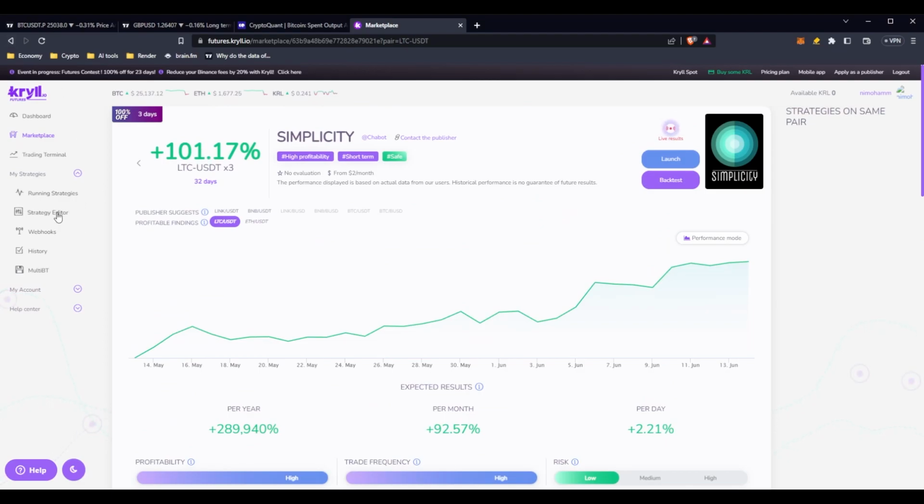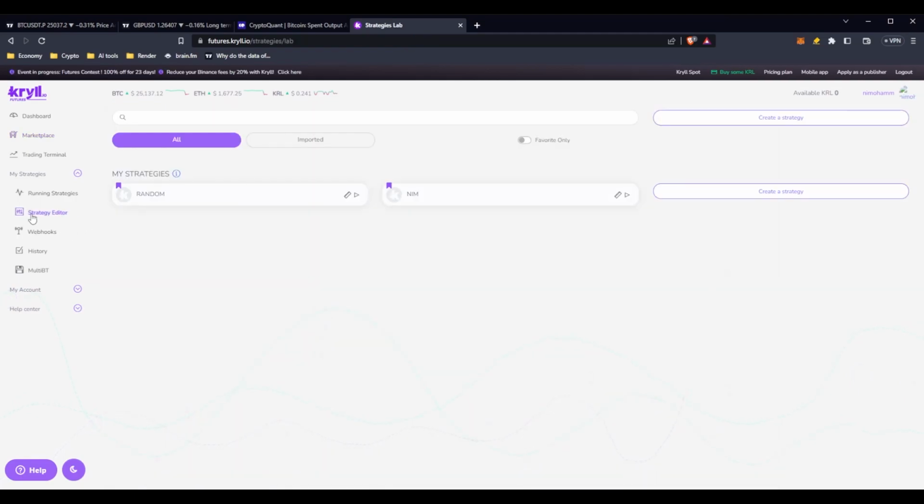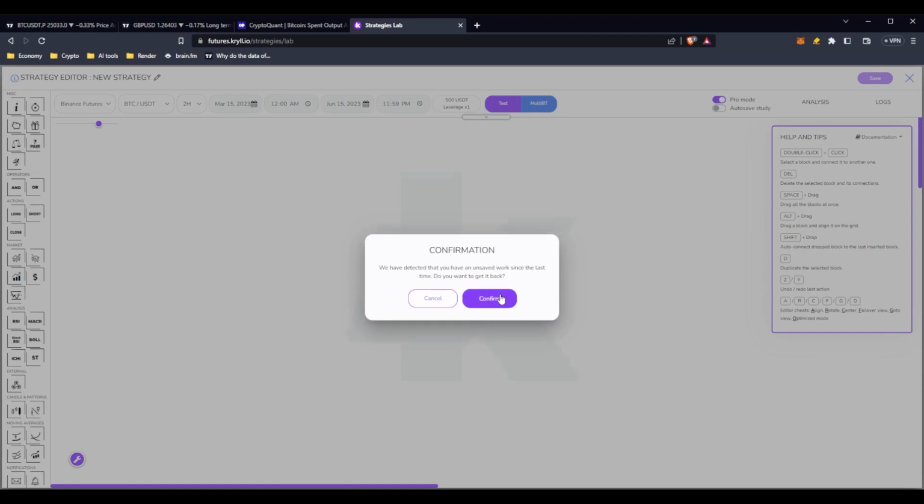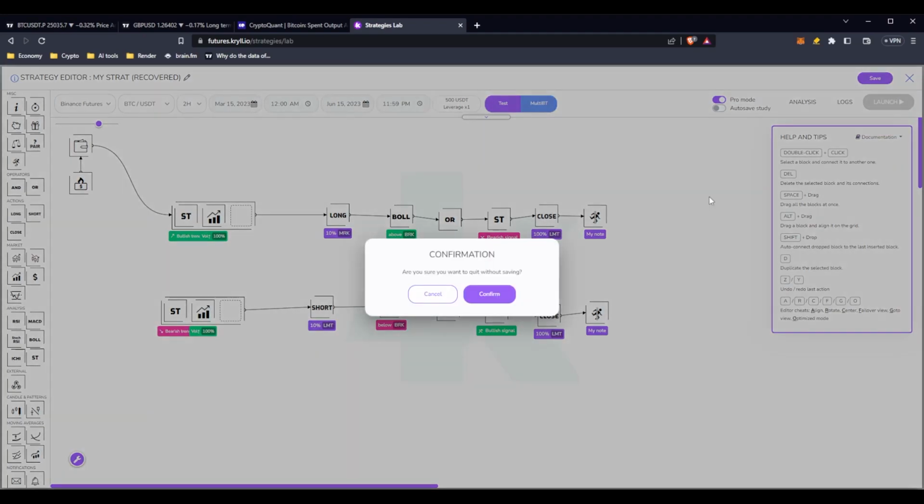But let's now go to the interesting part, which is the strategy editor, where you can create a strategy. Just confirm, detect. We want to make a new strategy.